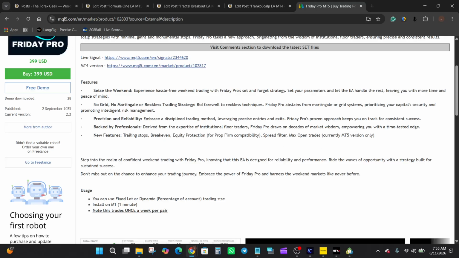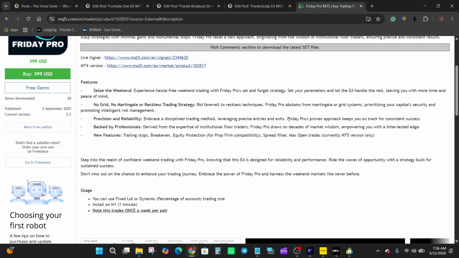In terms of position sizing, traders have the flexibility to choose between fixed lot sizing and dynamic sizing based on a percentage of account balance. This allows the EA to be adapted to different account sizes and risk preferences. The recommended installation time frame provided by the developer is M1, or the 1-minute chart. The page also mentions that the EA places only one trade per week per pair, which is an important operational detail for anyone evaluating how the system fits into their overall trading approach.